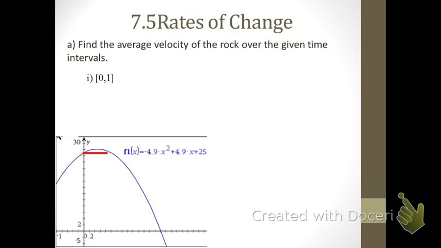And so what we're going to do then is find the average velocity of that rock on the interval from 0 seconds to 1 second. In other words, we're going to find its average velocity from when it was released at 0 seconds to 1 second after it was released.